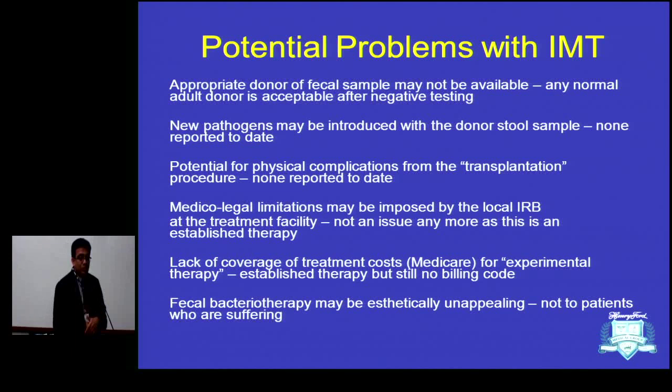So John Bartlett, who's the infectious disease guru of America, says that the best hospital system in the country, which is Johns Hopkins, cannot do fecal transplantation, the best treatment for C. diff infection, which has the highest success rate, because there is no ICD code.